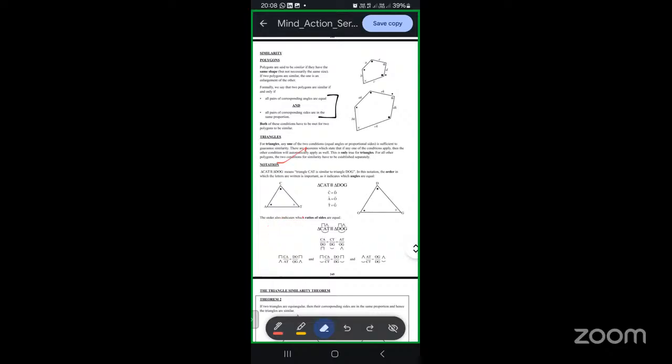This notation here means that triangle CAT is similar to triangle DOG. In this notation, the order in which the letters are written is so important. I will emphasize that when we get to the problem first. The order is important as it indicates which angles are equal.